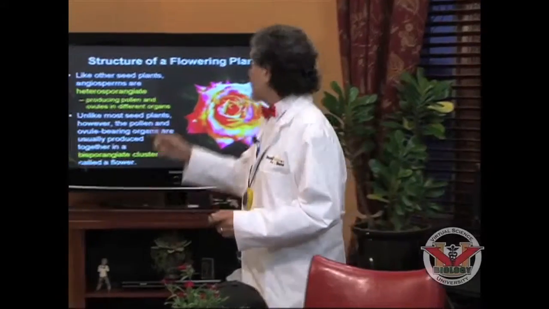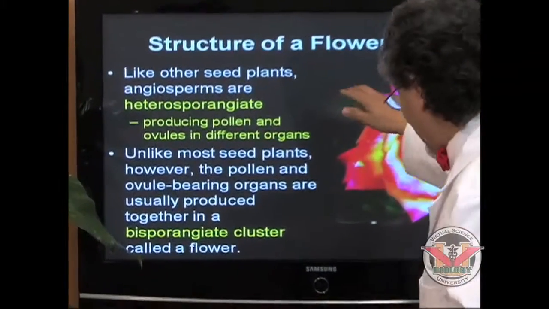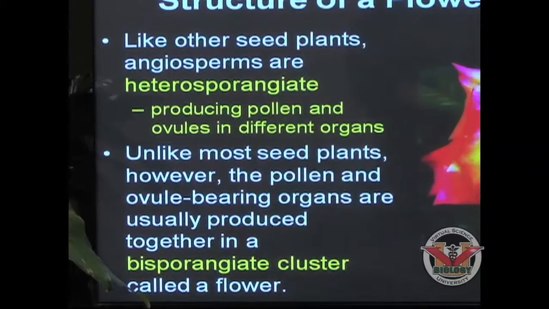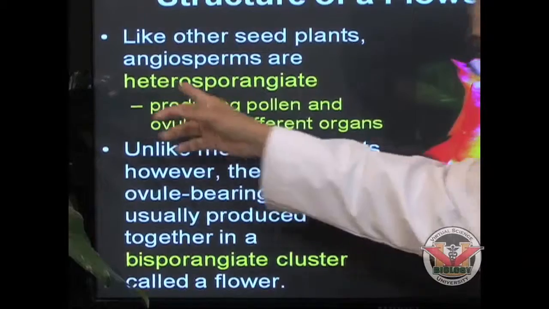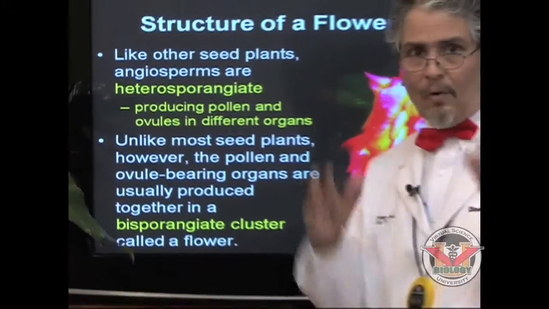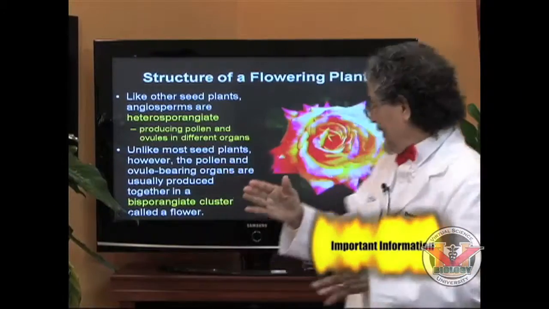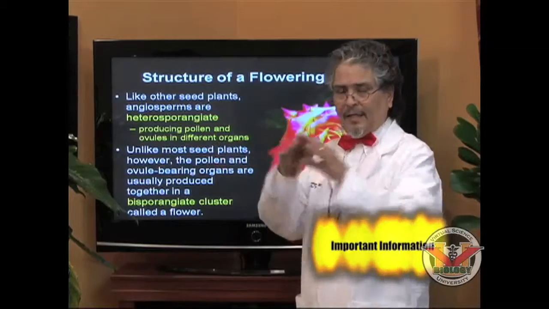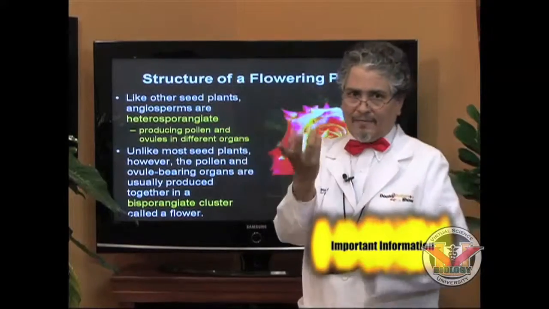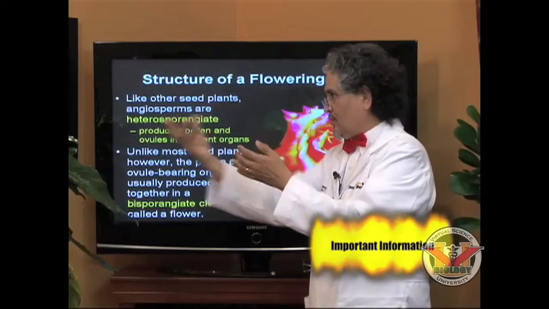Okay, let's look at the structure of a flowering plant. As I was saying a while ago, in terms of how you can tell the difference between the two, flowers are either heterosporangiate or bisporangiate. The word hetero, what does that mean? Hetero means different. If you have a heterosporangiate flower, that means you've got a male and a female part that is going to be produced in the actual flower structure at the top.